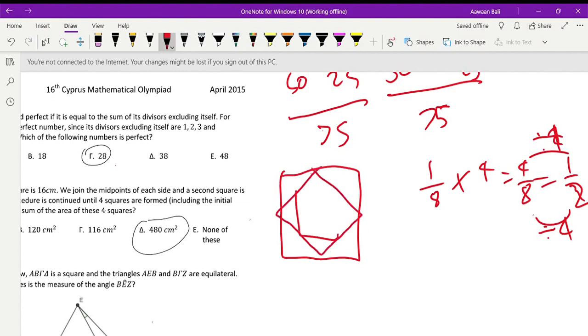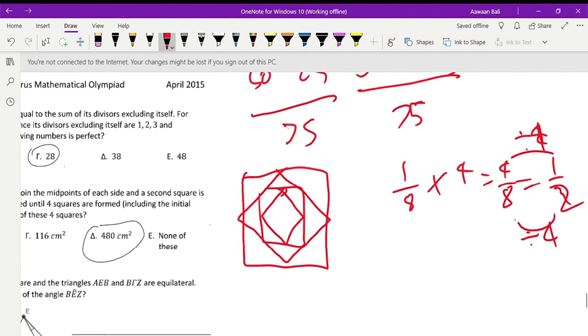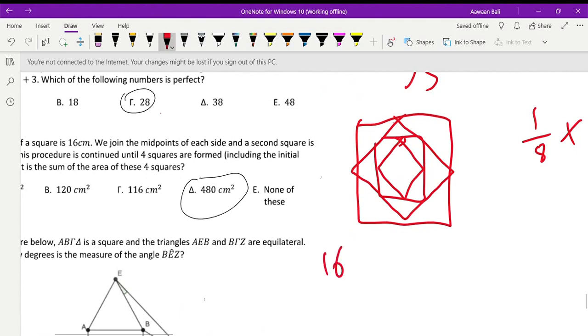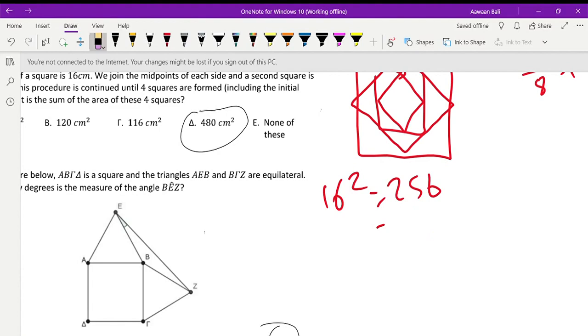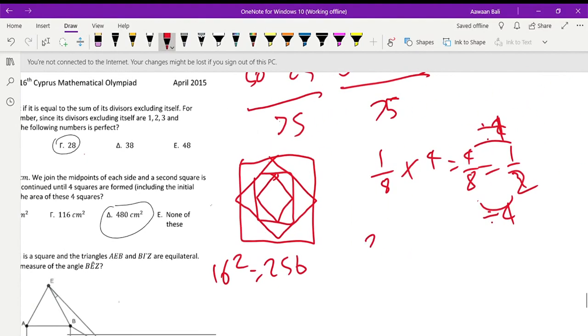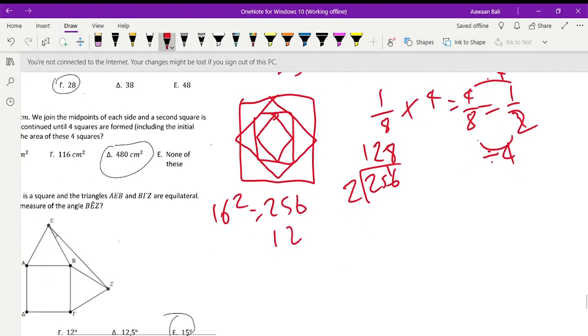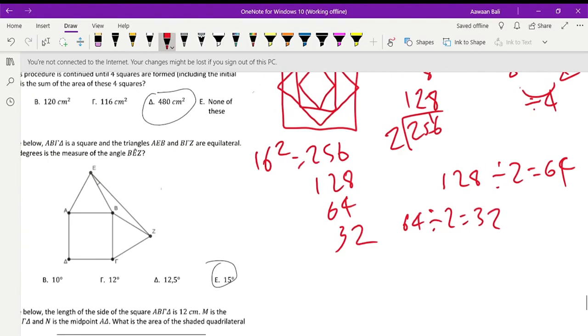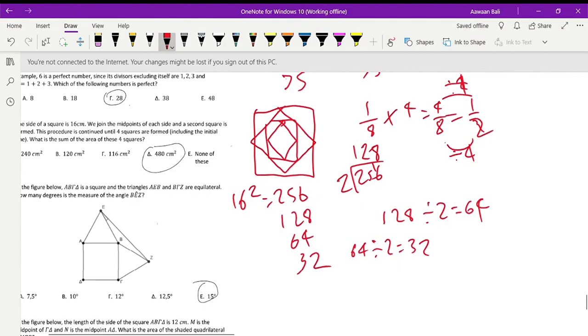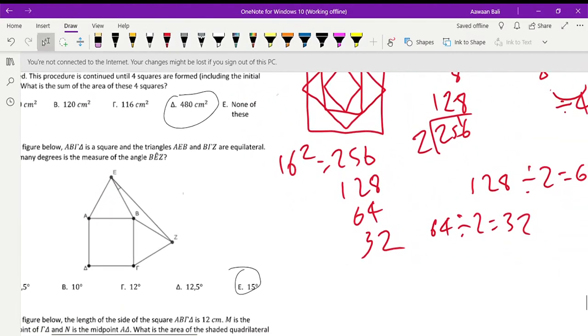Okay, so this is basically what the figure is. And each square is half of the other. And since we start from 16, 16 squared is 256. And then after that, we just do halves. 256 divided by 2 is 128. 128 divided by 2 is 64. And 64 divided by 2 is 32. Now we have the areas of all 4 squares. So we just add them now.